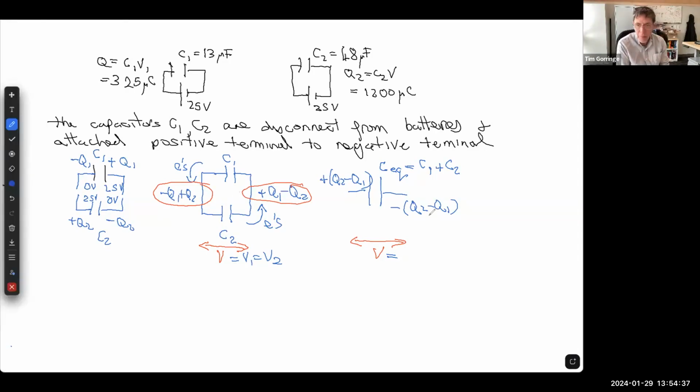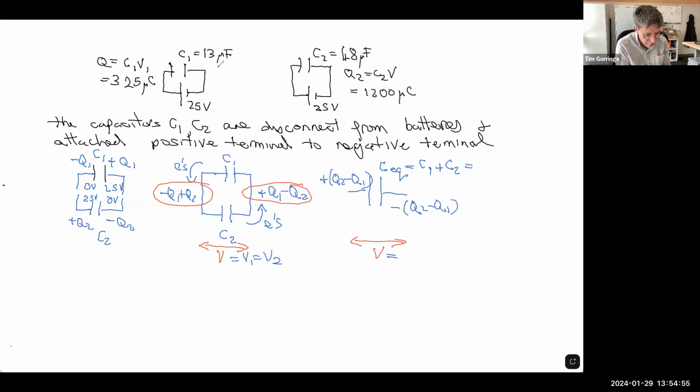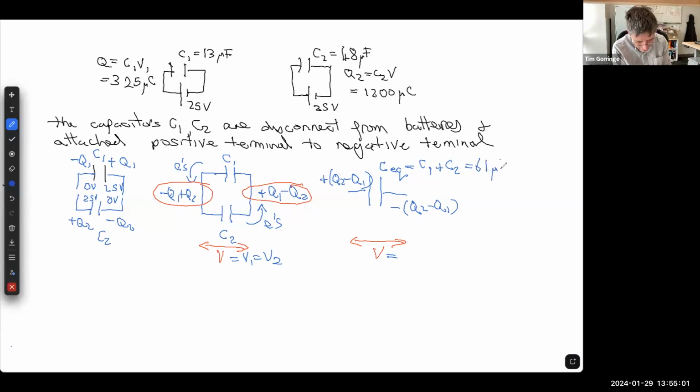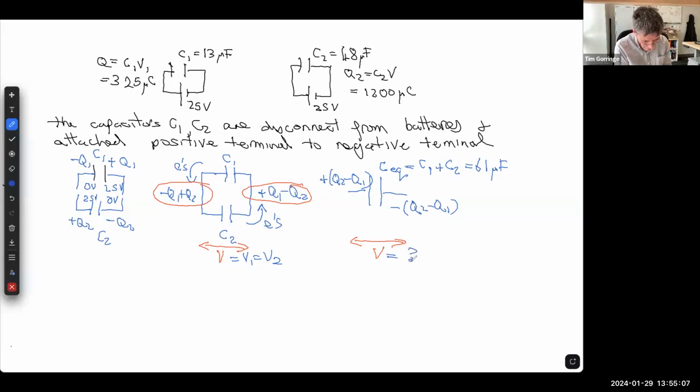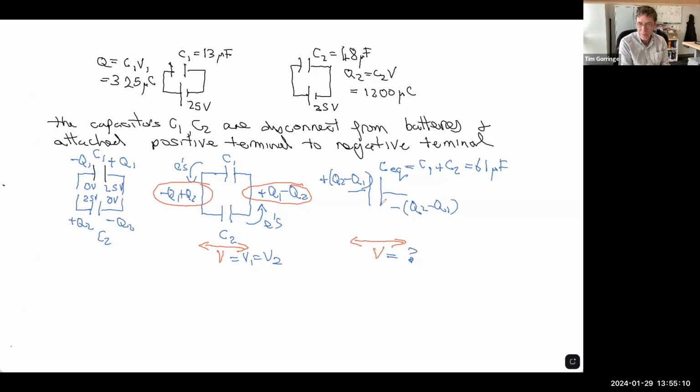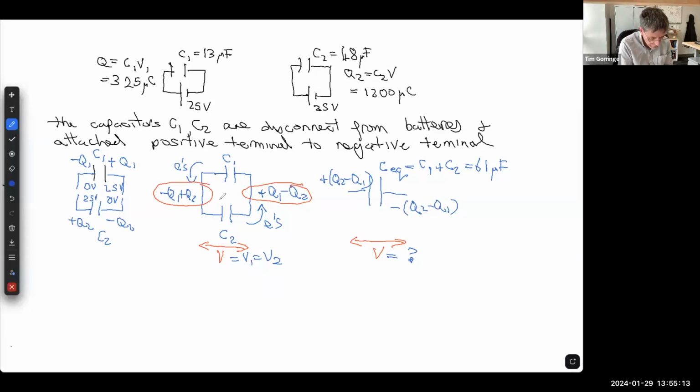Okay, so at this point, we've got our final circuit diagram here. If we look at this circuit diagram, it contains a single capacitor, the single equivalent capacitance, and we actually know that value because it's just going to be the sum of the 13 microfarads and the 48 microfarads. So this is 61 microfarad capacitance. And we just want to figure out this voltage that's across the plates of that capacitor, and also it's going to be the voltage across the plates of these two capacitors arranged in this parallel arrangement.